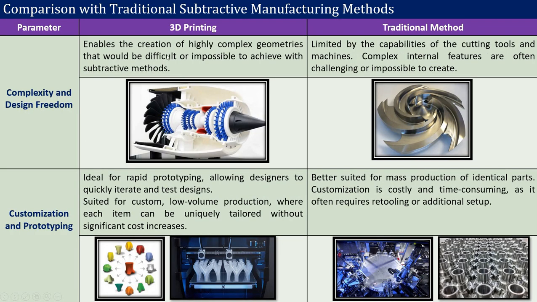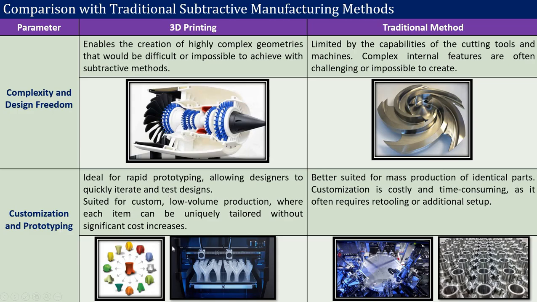In case of complexity and design freedom, using 3D printing we can create very highly complex geometries, which would be difficult or impossible to achieve with the substitute methods. So highly complicated geometries or models can be created using 3D printing. While in traditional methods, though we can create complex geometries, the internal features are very often challenging or impossible to create, and there are limitations for creating complex geometries in case of the traditional methods.